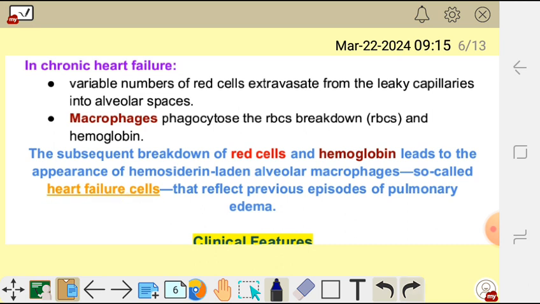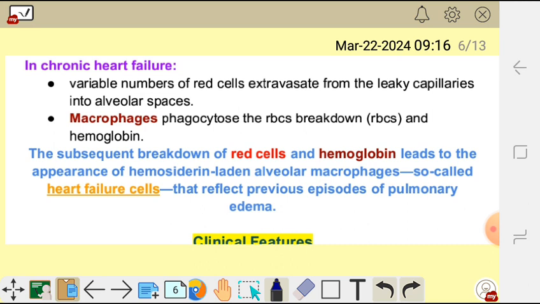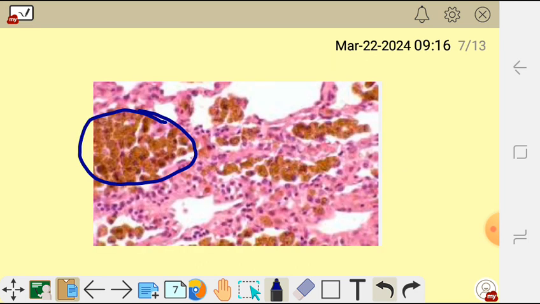Heart failure cells. When these cells are observed in the lungs, it means we suspect heart failure, either chronic or acute. These are the alveolar spaces, but we have accumulation of macrophages which are laden with hemosiderin. Those macrophages, once observed, are called heart failure cells.